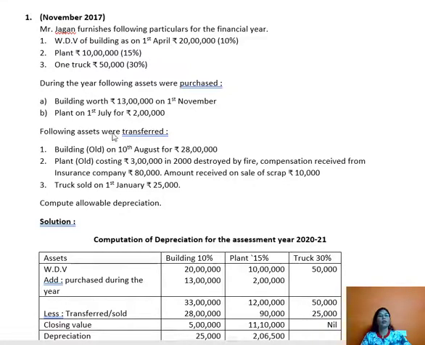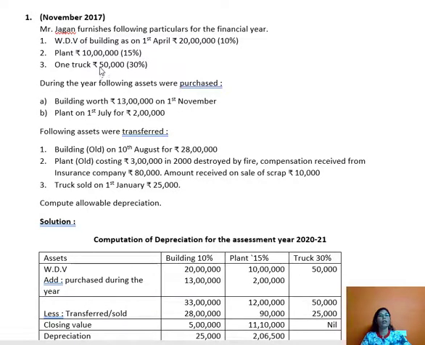Now next we shall see the following assets that were transferred or sold. Building, plant costing 3 lakh, and it was destroyed by fire. Compensation received from the insurance company is rupees 80,000. Amount received on sale of scrap is rupees 10,000, and the truck was sold on 1st January for 25,000.